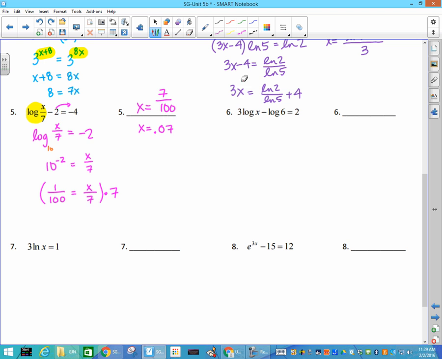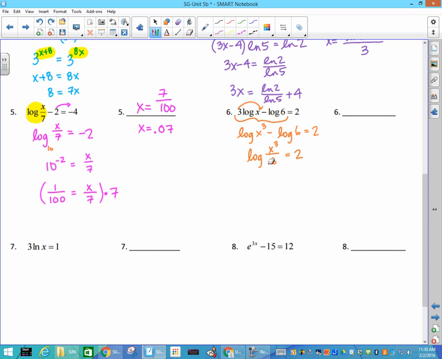All right, look at number 6. Okay, it's different from number 5 because I have two logs in it. So if I have two logs, I need to combine them. But before I combine them, I got to make sure it's just a log minus a log. So I move that 3 to my exponent, and that gives me log of x cubed minus log of 6 is equal to 2. And then I bring those two together by, because it's subtraction, I'm going to divide their arguments. So that's the log of x cubed over 6 equals 2.